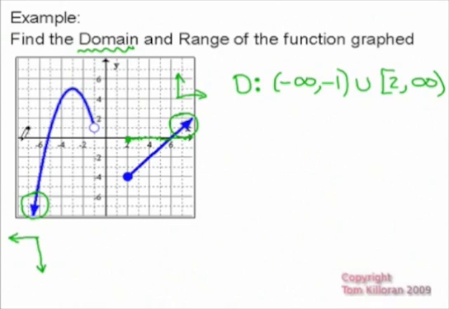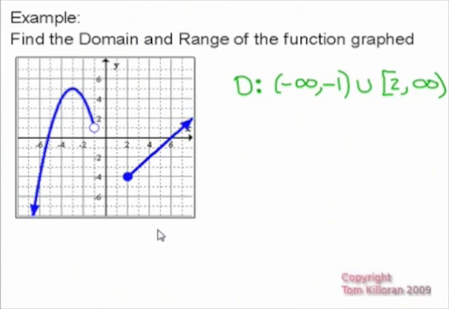So here is our domain of our function. It crawls along the axis all the way up to -1, then it jumps over to positive 2 and crawls off to positive infinity. Alright, so now let's work with the range. The range is a little different. The range will only be worried about up and down along the y-axis.